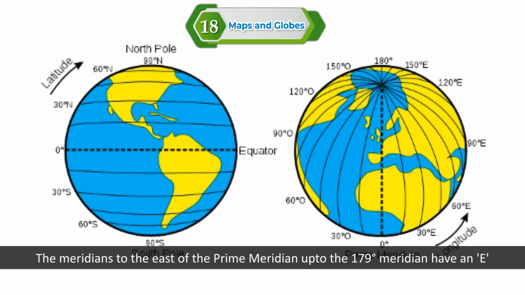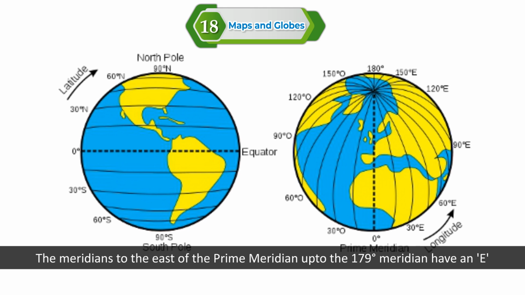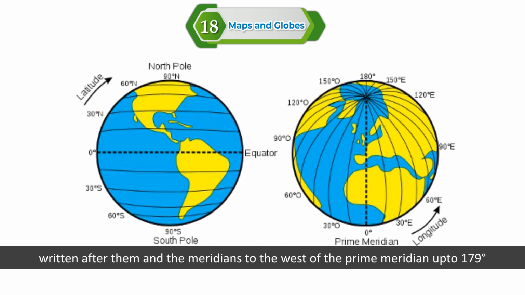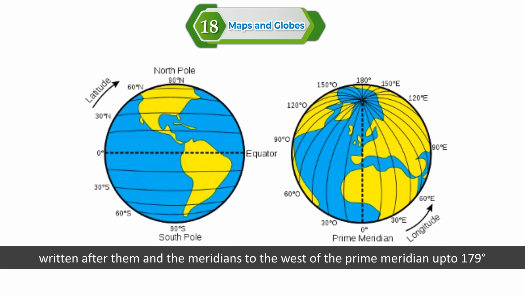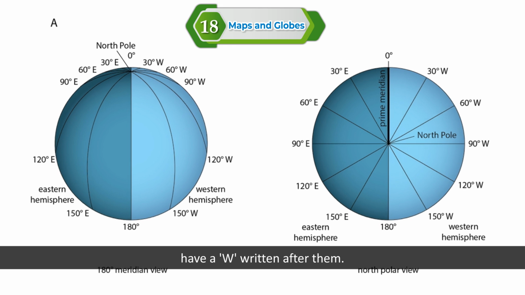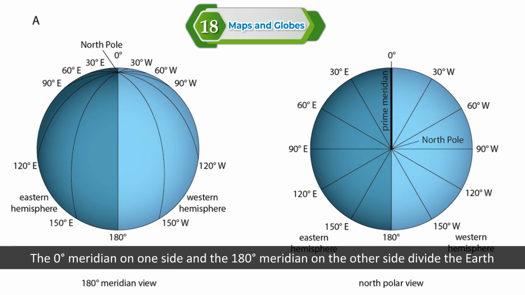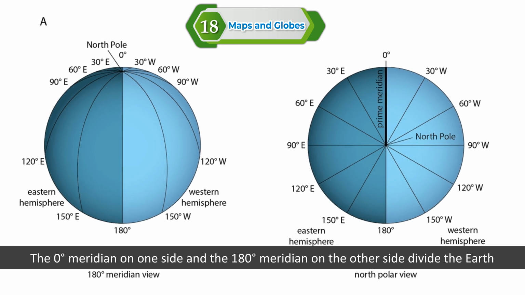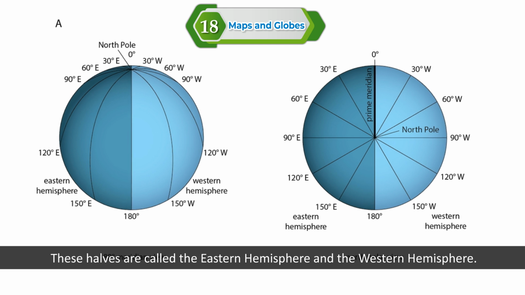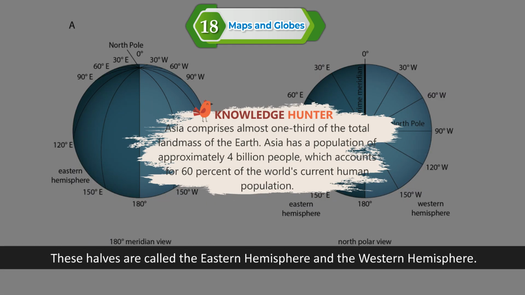The meridians to the east of the prime meridian up to the 179 degrees meridian have an E written after them and the meridians to the west of the prime meridian up to 179 degrees have a W written after them. The 0 degree meridian on one side and the 180 degree meridian on the other side divide the earth into two equal halves. These halves are called the Eastern Hemisphere and the Western Hemisphere.